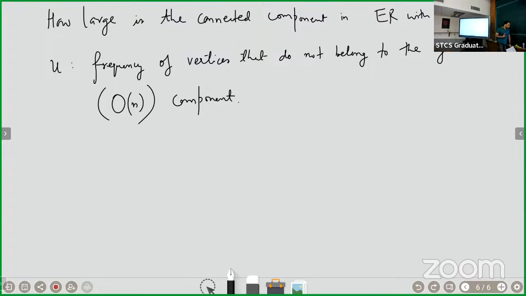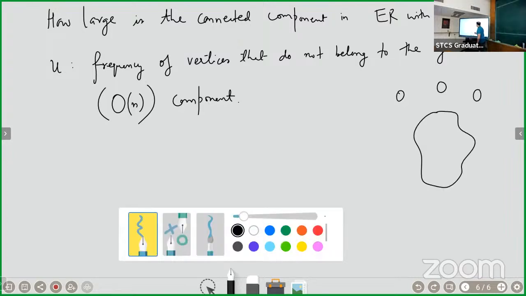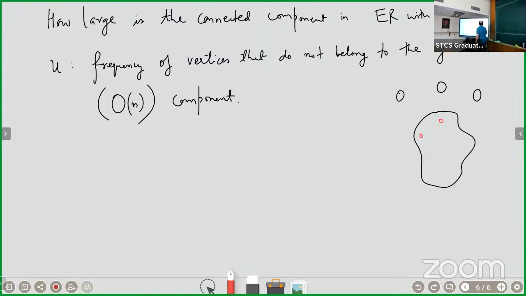All of this is heuristic, so take it with a pinch of salt, but it's very enlightening. It gets you worried, even though it's not the most rigorous thing to do. This definition is clear, right? So let me just make a picture. Suppose this is my color. So all these nodes are part of the giant.